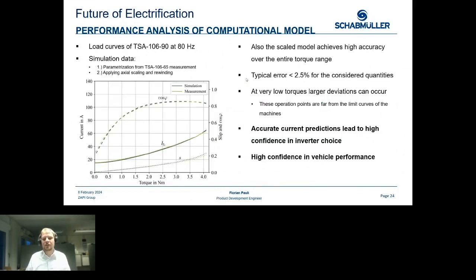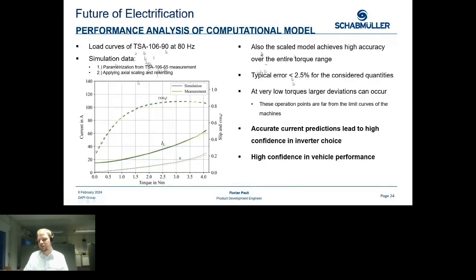So as of now, we have just seen the results of the parameter fit. And now we will take a look at what happens if scaling laws are applied. This means we take the parametrization we achieved for the, in this case, TSA 165, apply scaling and rewinding, and use it for the TSA 10690. And we can see that the scaled model also achieves a very high accuracy.